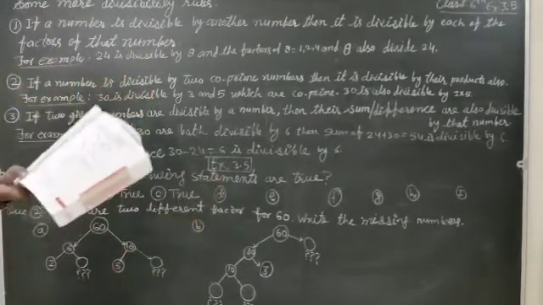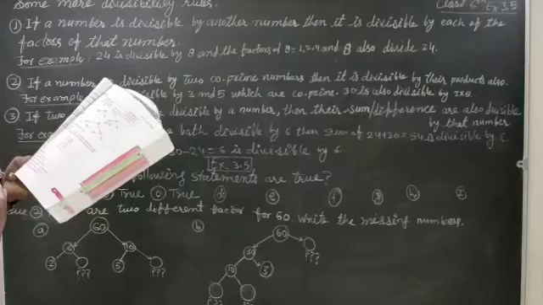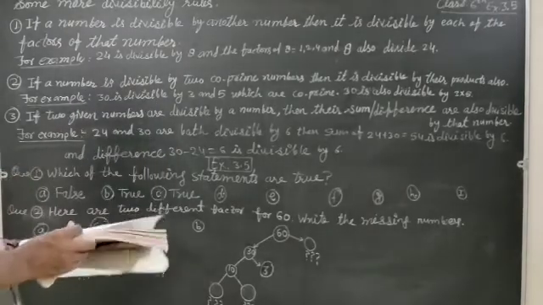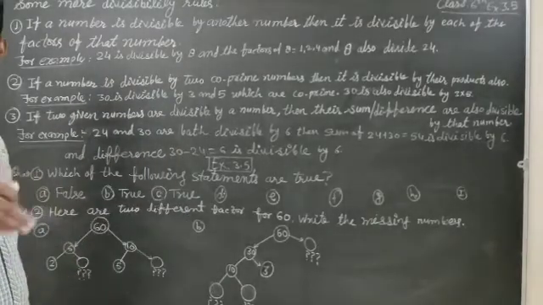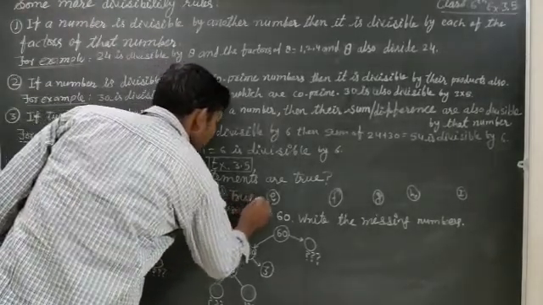D option. If a number is divisible by 9 and 10 both, then it must be divisible by 90. Yes, because 10 and 9 are factors of 90. So this statement is also true.